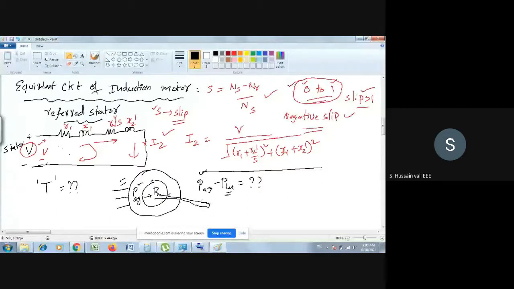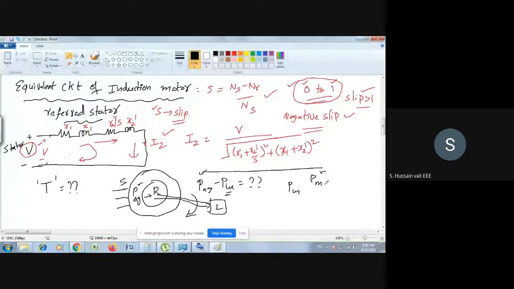Mechanically coupled here. So this is the load. The difference between the air gap power and the copper loss is the power we use to drive the load. So that is the actual power. We call that PM, because this power is used to drive the load. In other words, this is the power you require for the derivation of the torque.